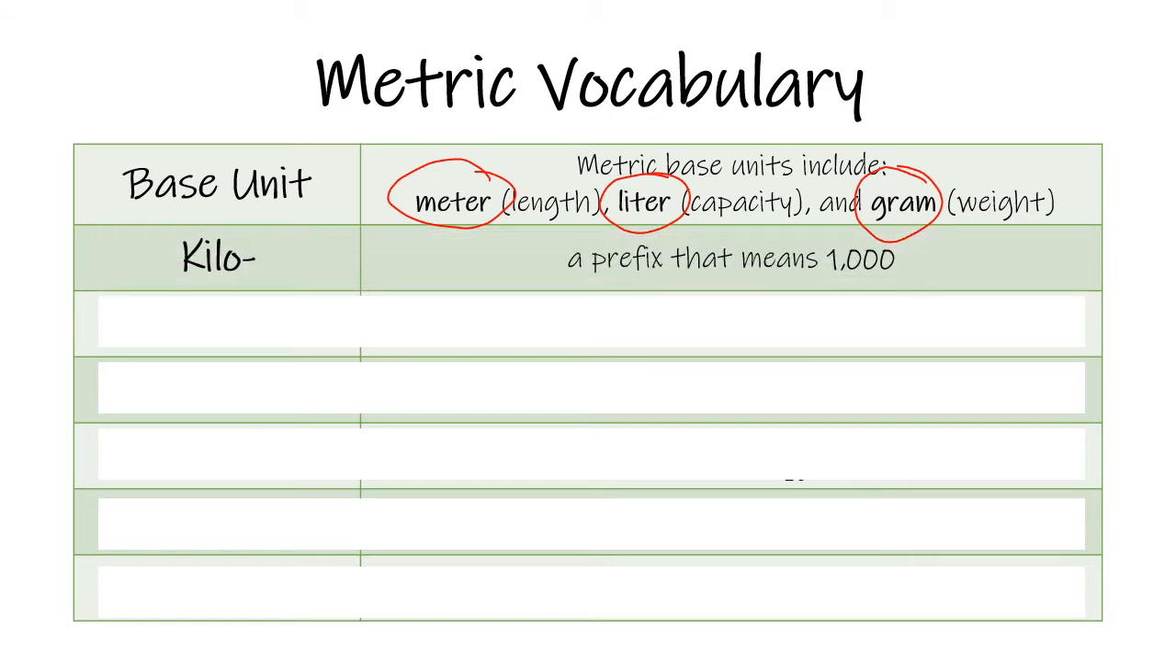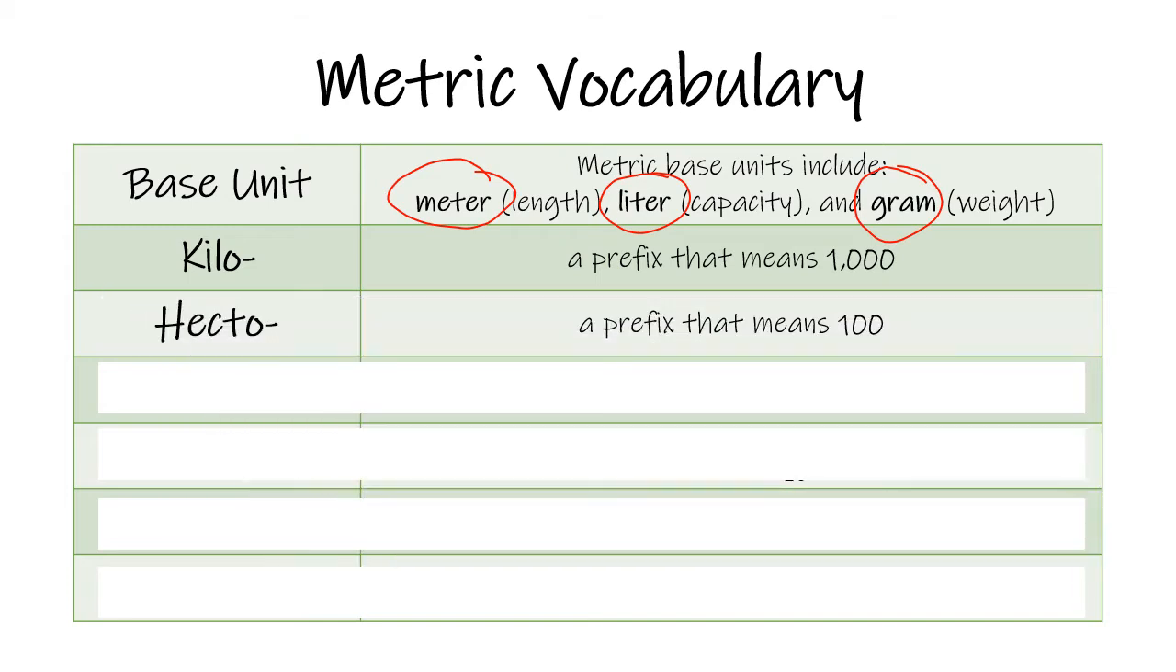First, the prefix kilo, that means 1,000. So a kilometer, or kilometer, a lot of people call it kilometer. There's different ways to pronounce it. That is 1,000 meters. A kiloliter is 1,000 liters, and a kilogram is 1,000 grams.